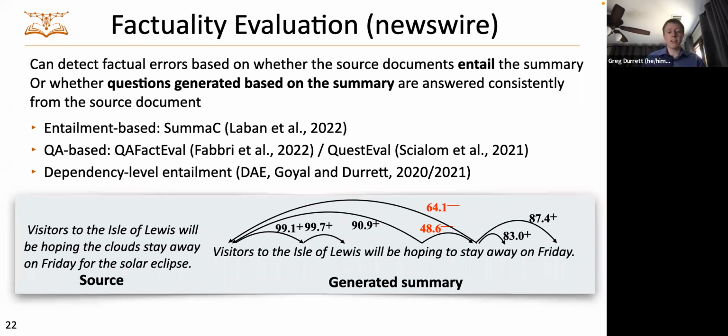If you incorrectly summarize "visitors to the Isle of Lewis will be hoping the clouds stay away on Friday for the solar eclipse" as "visitors to the Isle of Lewis will be hoping to stay away," we're pretty good at saying, okay, well, there's a problem: it's not the visitors hoping to stay away, it's the clouds that should be staying away, and it's not the visitors staying, it's the clouds staying, right? So there are particular dependency arcs here that are wrong.